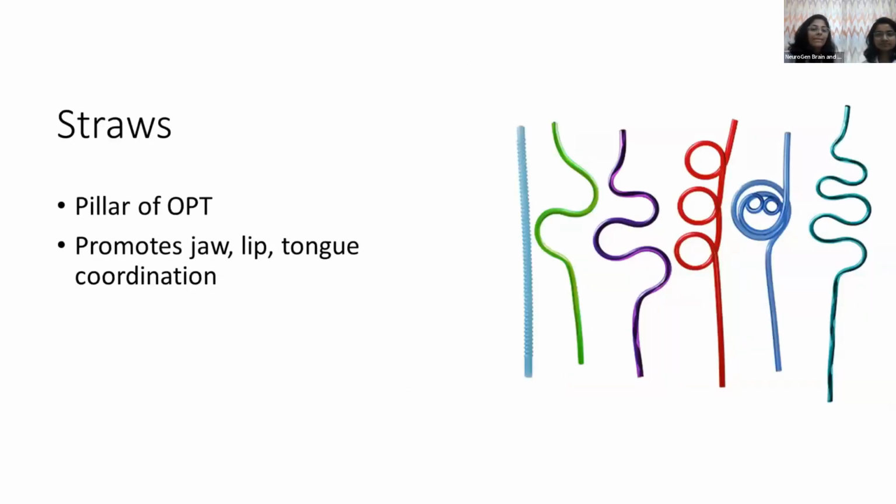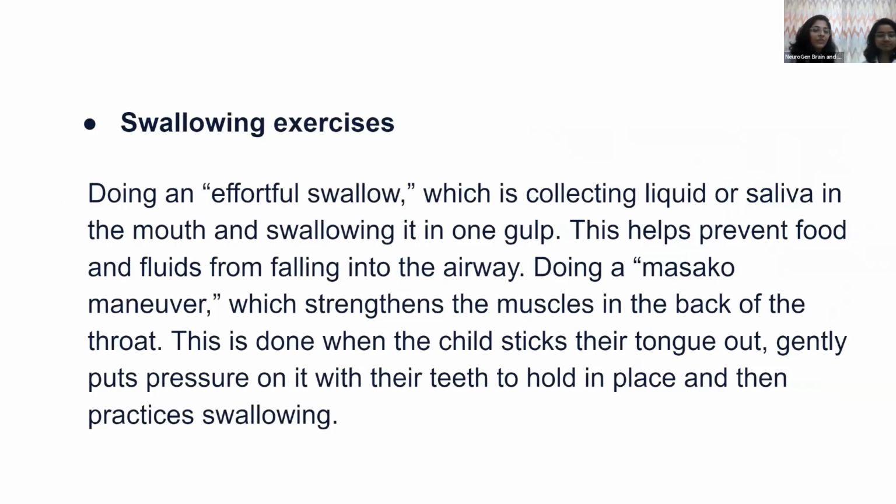Straws are the pillar of oral placement therapy and promote jaw, lip, and tongue coordination. Next, we are moving on to swallowing exercises. When a patient comes with swallowing difficulty, they have difficulty in the oral preparatory phase, and also in the pharyngeal phase. So we are mainly focusing on the oral preparatory phase.